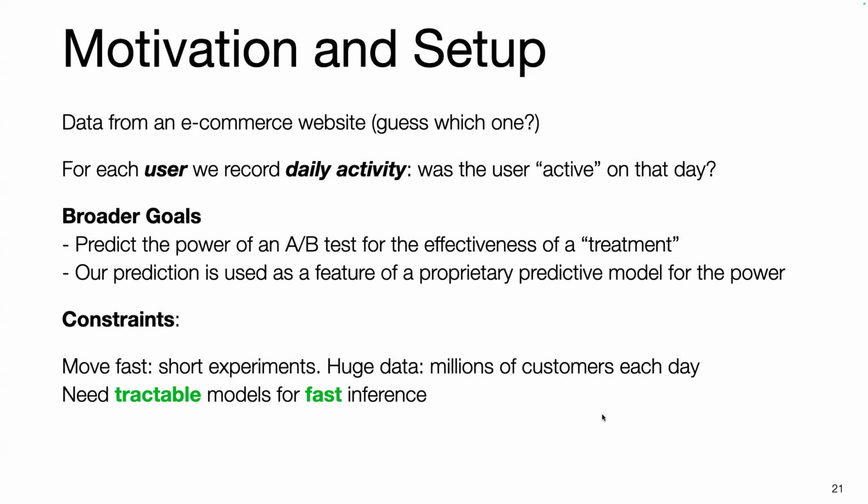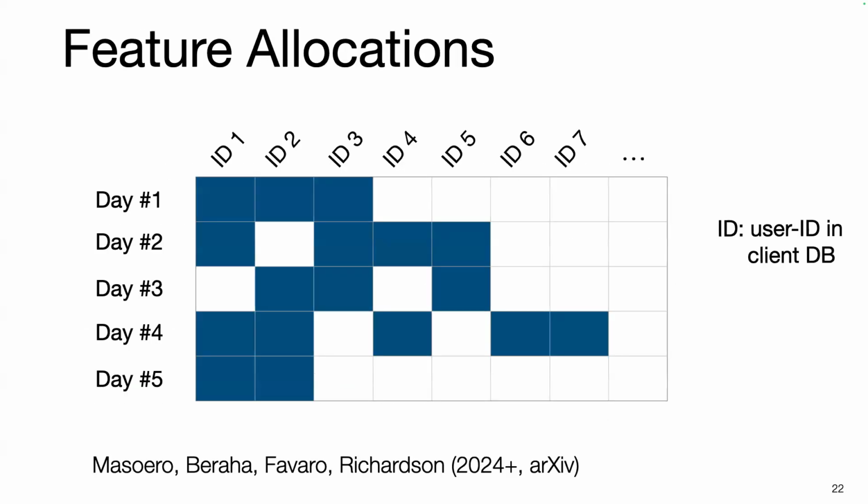And so we cannot afford to run MCMC on these large-scale applications, and we need tractable models to perform rather fast inference. And so our idea was to use feature modeling in the following sense. The first thing is that we identify features with users. Here, the columns of this binary matrix represent the IDs of the users, and observations are the days of the A/B test. For each day, we mark which users are active.